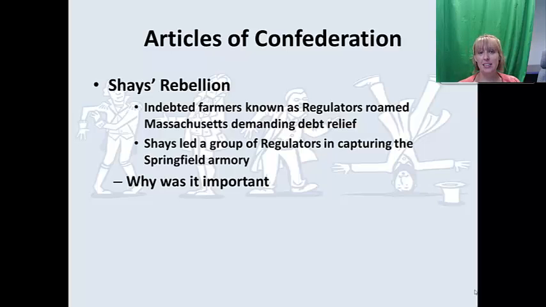Now, once this happened, some pretty stark realizations came about. One is that there was no set policy for whether or not other states should help, and Massachusetts didn't know how to handle this necessarily by themselves. Two was that there was no idea of who should pay to stop a rebellion that could have very easily turned into another revolution.